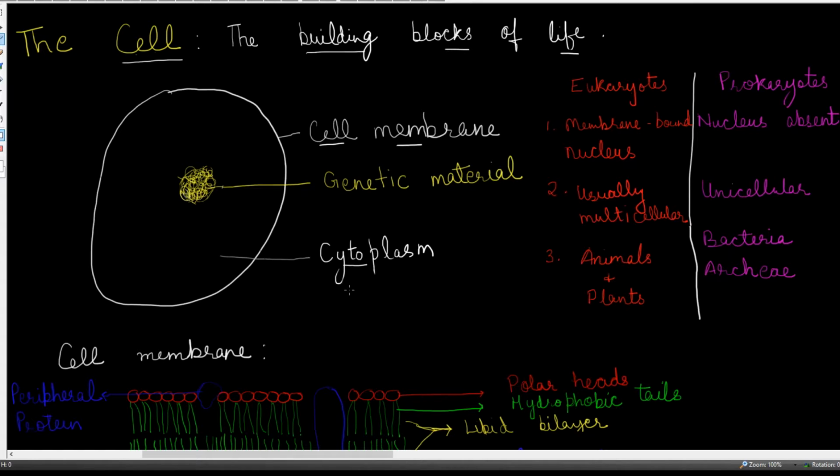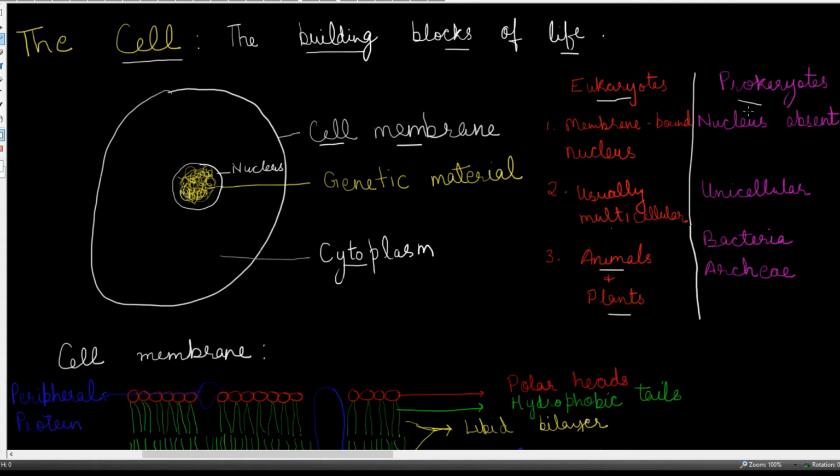Here it is very important to mention two broad categories of the cell, that is the eukaryotes and the prokaryotes. In eukaryotic cells, the genetic material is surrounded by a membrane known as the nuclear membrane. It gives rise to a distinct structure known as the nucleus. So we can say that the eukaryotic cell has a membrane-bound nucleus and it also possesses some other membrane-bound organelles. All the multicellular organisms like animals and plants belong to this group.